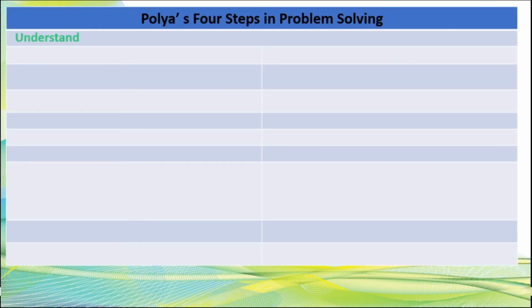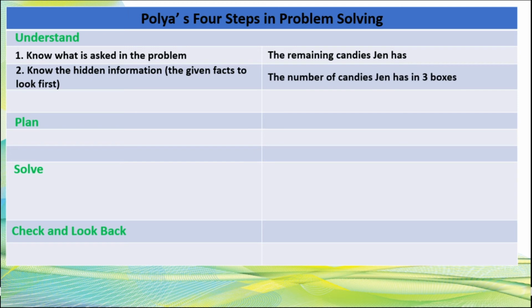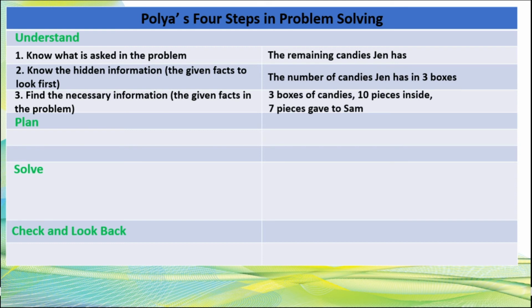Again, what are the steps? Understand, plan, solve, check, and look back. So know what is asked in the problem: the remaining candies Jen has. Know the hidden information or the given facts to look first: the number of candies Jen has in 3 boxes. Find the necessary information or the given facts in the problem: 3 boxes of candies, 10 pieces inside, and 7 pieces gave to Sam.